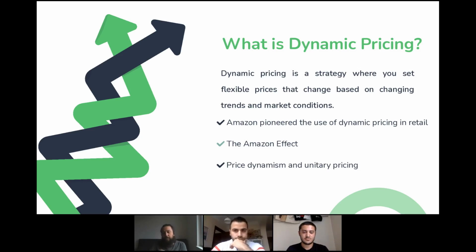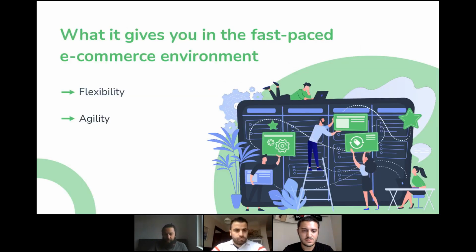dynamic pricing. When we talk about dynamic pricing, the two things that come to mind are price dynamism and unitary pricing, which means that in the store, it doesn't matter where you sell your product, in the States or another part of the country, you better do the same pricing for the same product. In the e-commerce world, dynamic pricing gives you the flexibility and agility you need to beat the competitors. And we will be discussing the details of these two parts and how dynamic pricing may help you in this process.